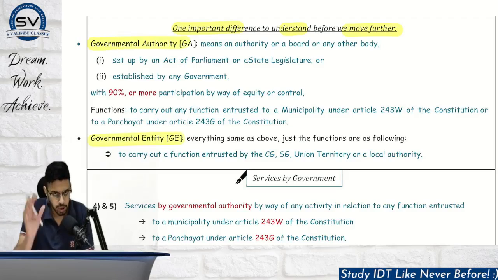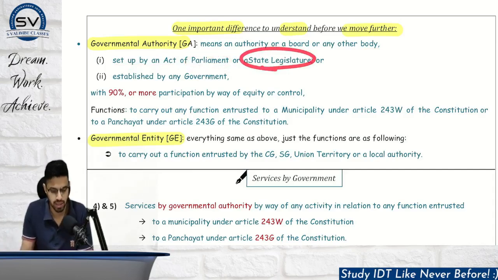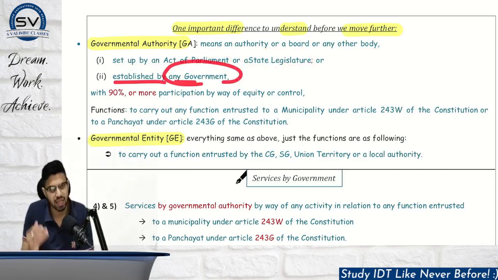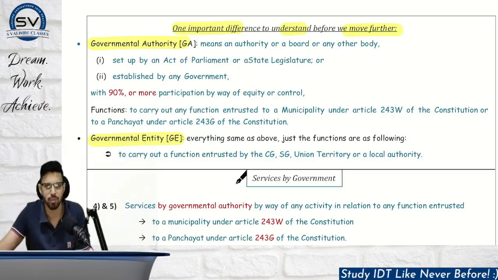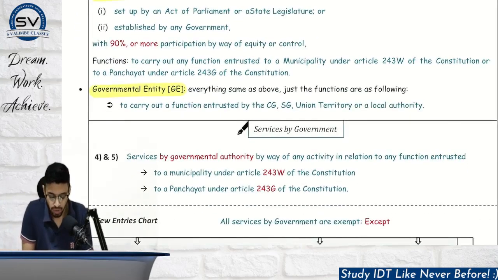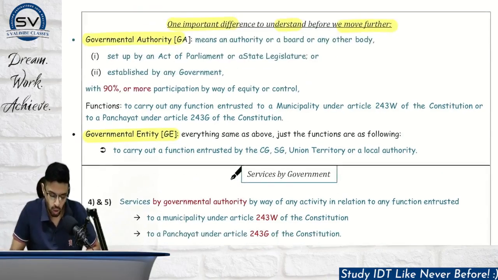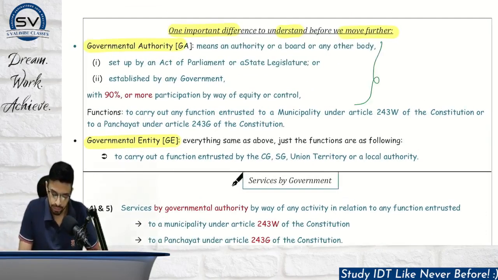Let's see. Initial part is say there is a difference point with respect to the functions. Governmental authority means an authority, board or any body set up by an act of parliament or state legislature. Act of parliament means by central government or by a state legislature, or it is established by any government. So through any parliamentary process, through the government, whatever it is, with 90% or more participation by way of equity or control. Government has 90% or more participation of equity or control. This part is common for both governmental authority and governmental entity.